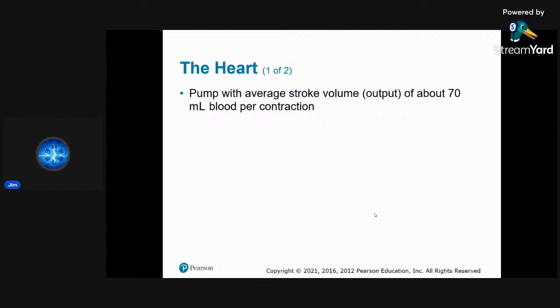The heart, it's the pump, right? And the average stroke volume, we're going to talk about stroke volume, that's your output. How many milliliters of blood leaves the heart per contraction is about 70 ml on the average adult.